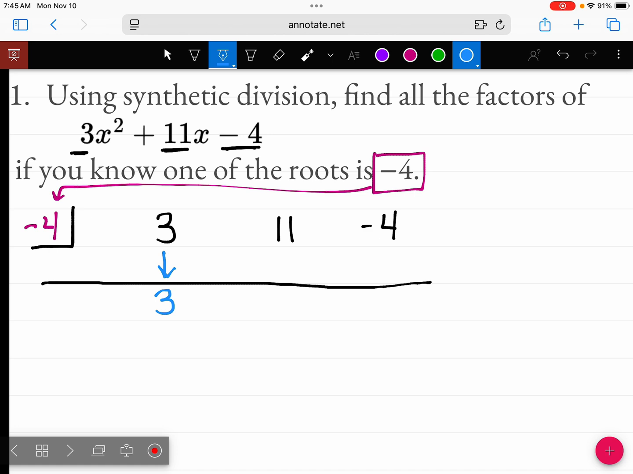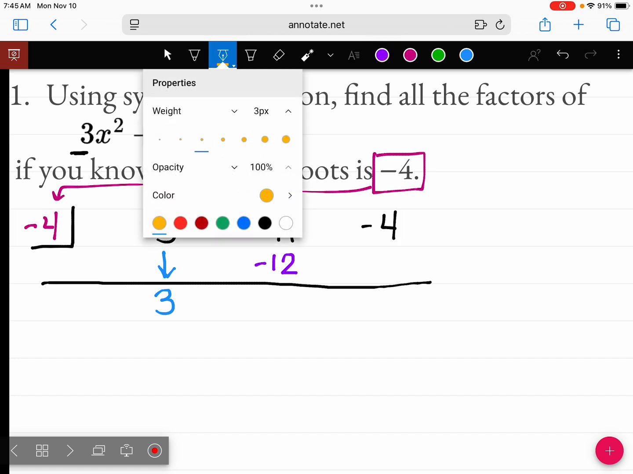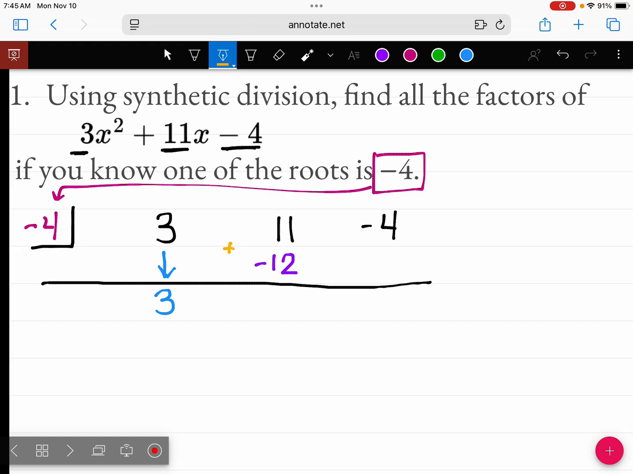Then we're going to go bottom times the left and put it under. I'm going to have my 3 times my negative 4, and we're going to put it under here. So 3 times negative 4 gives us negative 12. Then we add. So we need to add 11 plus negative 12, which is going to give us a negative 1.